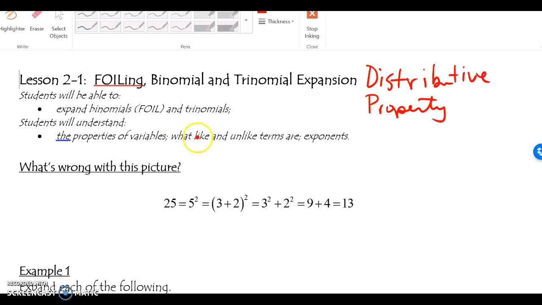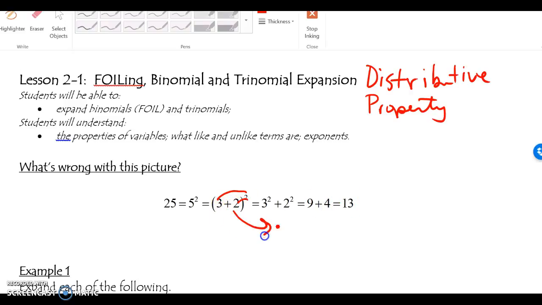We need to make sure we understand what like terms are and how we combine them. And the key is making sure that we understand that like terms have to have the same base and the same exponent. So if we look at this example right here, we should know that 5 squared is 25. We should also know that 3 plus 2 is the same as 5. But when we write this, you see that just squaring the 3 and the 2, which gives you 9 plus 4 equals 13, is not a true statement.